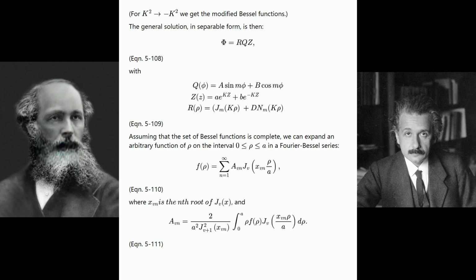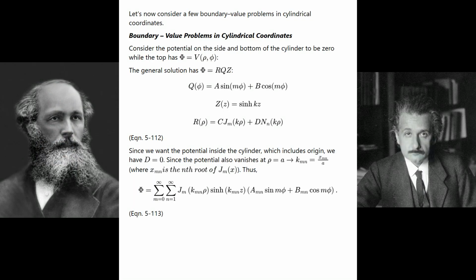And see equation 5-111. Let's now consider a few boundary value problems in cylindrical coordinates. Consider the potential on the side and bottom of the cylinder to be 0, while the top has phi equals V of rho, phi. The general solution has phi equals R Q Z. See equation 5-112 that follows.